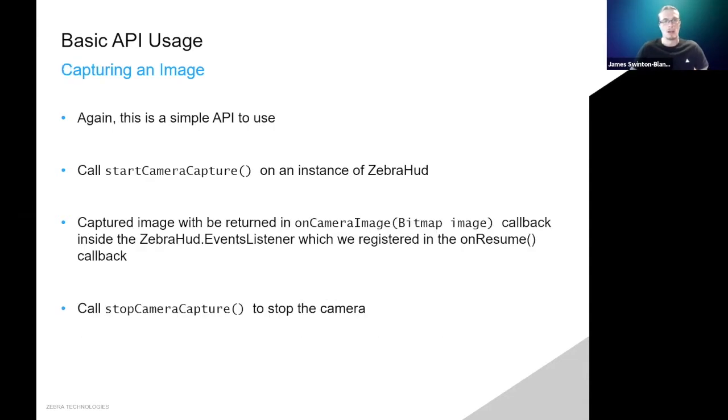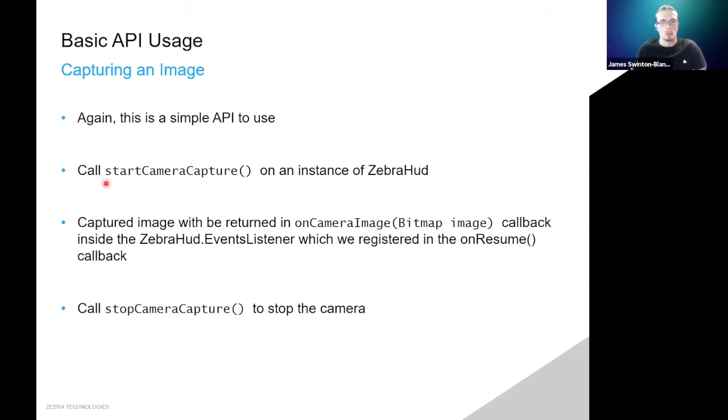And then the last API under the basic API umbrella is capturing an image. So there's 3 steps to this. We need to start the camera capture. We need to retrieve the image that is being captured by the camera, and then we need to stop that camera capture when we're happy with it.